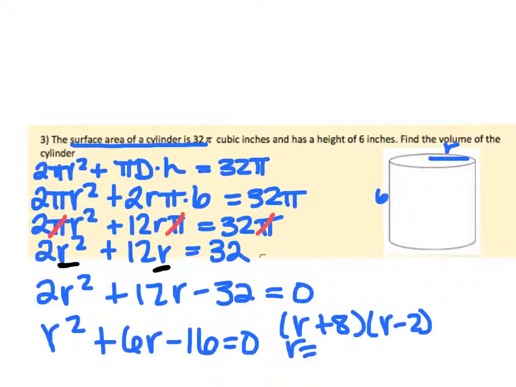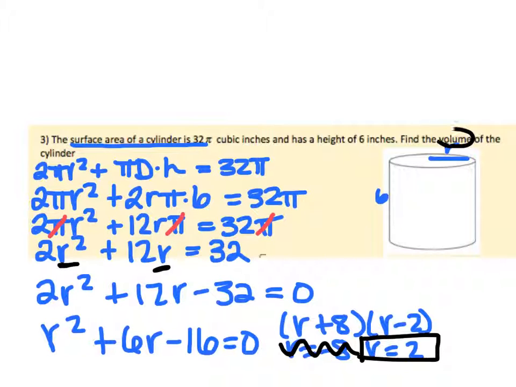So that means r could equal -8 and r could equal 2. Now, you got to think about this, is can r equal a negative number? Well, r represents the radius, and radius is a length, so I can't have r to be a negative number. So r equals -8 doesn't work. So the radius only can be 2 in this problem.